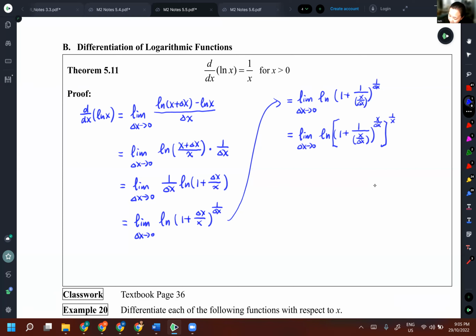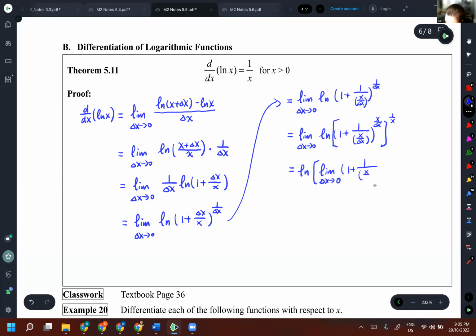Okay. Because this is what I'm going to do: I'm going to switch the limit and the log. This is log limit. This is 1 plus 1 over x over delta x and x over delta x to the power 1 over x. And we know this is log e to the power 1 over x. And that is 1 over x times log e, equal to 1 over x.